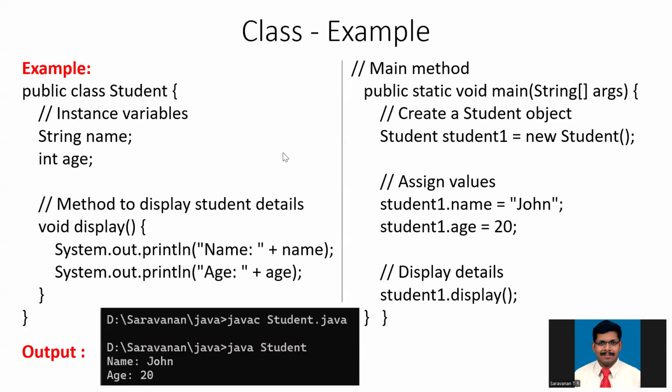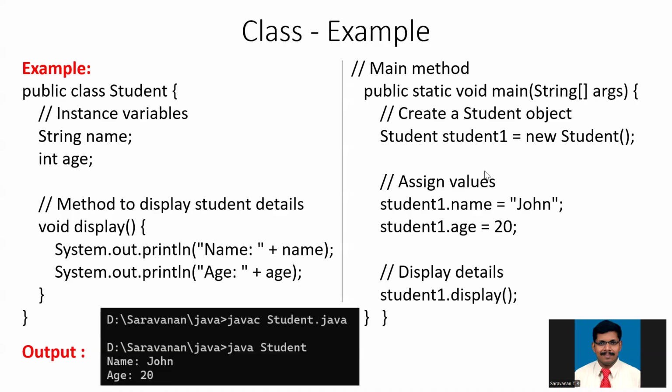Now, how does the execution start? Execution starts from the main function, and the file name should be saved as Student.java. Execution starts from here. The object is created. Memory allocation is done for the object. After the Student object is created, it comes to the next line. student1.name means student1 is the object created for the class Student.